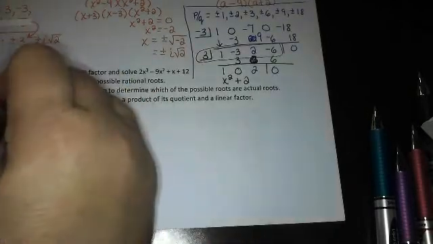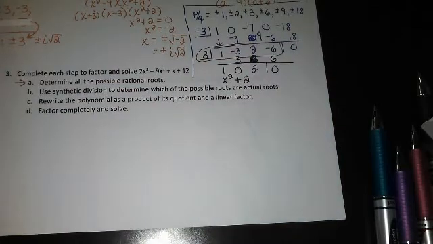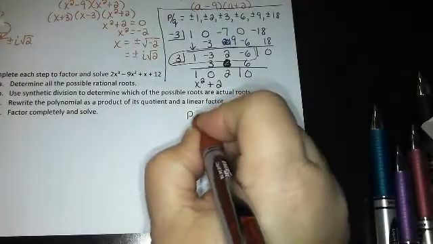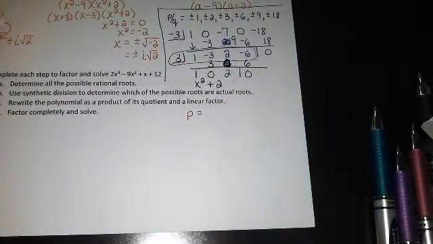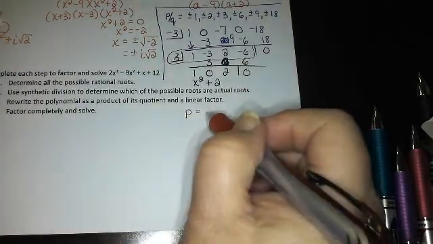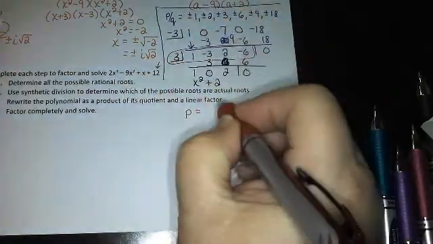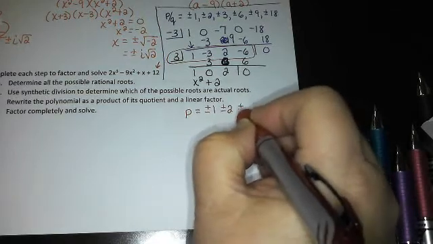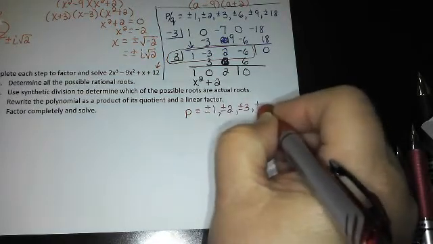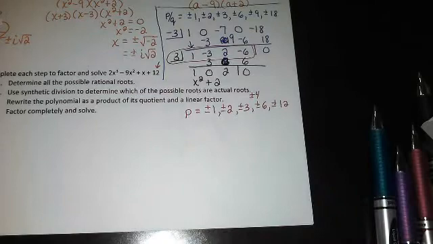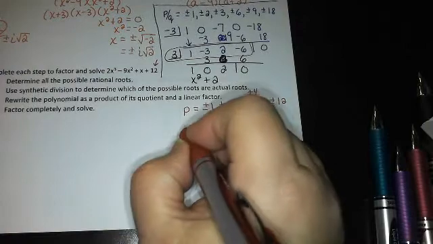Determine all the possible rational roots. I am almost certain that's a question on your test, so we have to be able to do that correctly. So let's identify all of our possible p-values and all our possible q-values, and we'll answer question A. So remember where the p-values come from? The back. Factors of 12. So we list plus or minus 1, plus or minus 2, 3, 6. I forgot 4. So there's all of our possible p-values.